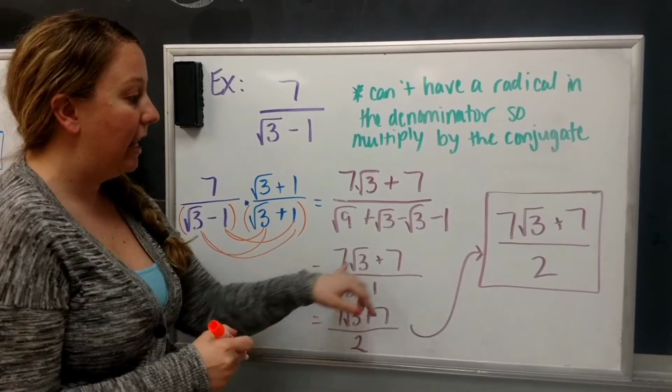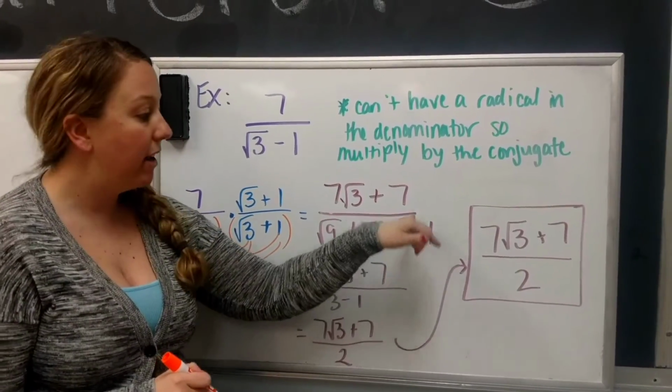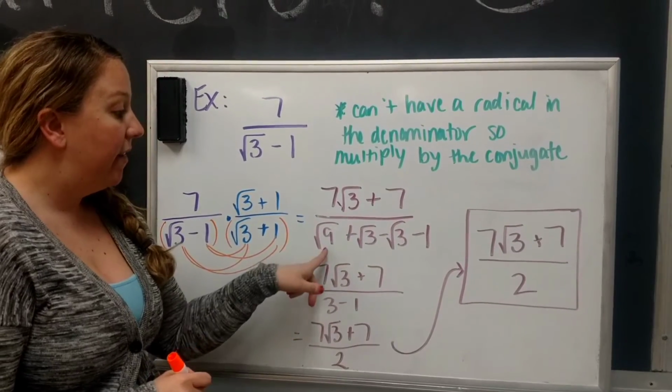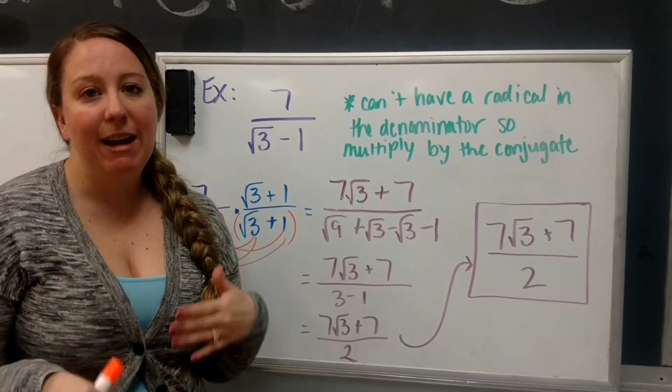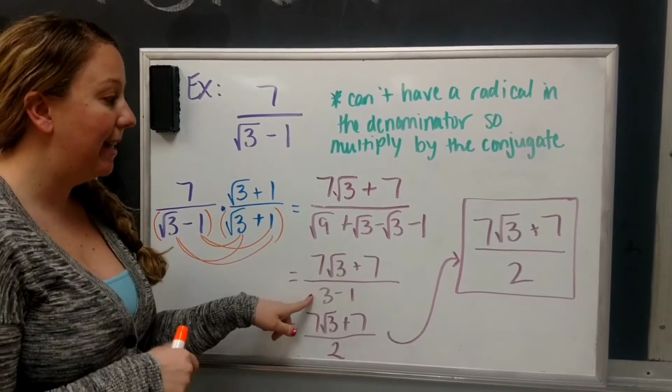When you're simplifying, your positive radical 3 and your negative radical 3 are going to cancel out. And then the square root of 9 is 3. So the reason you multiply by the conjugate is to get rid of those square roots, and you'll see that it does get rid of them.